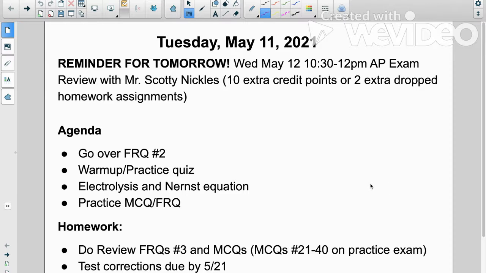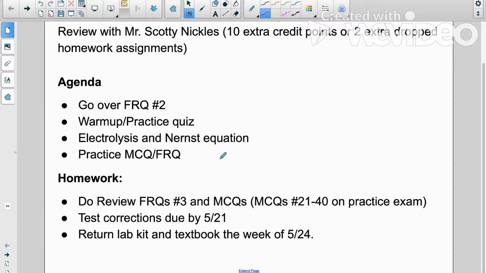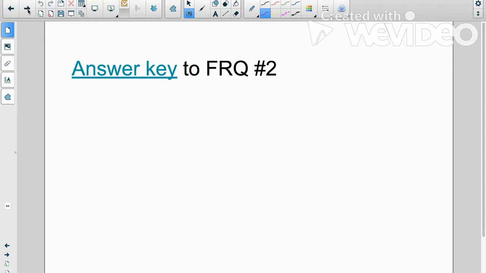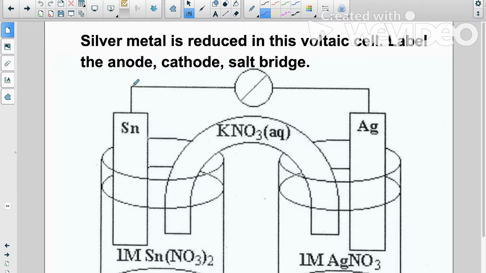All right, so in this class, we started by going over FRQ number 2 from the previous homework. The answer key is on the slides in Google Classroom, so feel free to look at the answer key to FRQ number 2 if you wanted to look at any questions in more detail. All right, and then we did this Pear Deck.